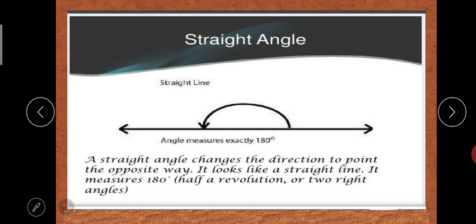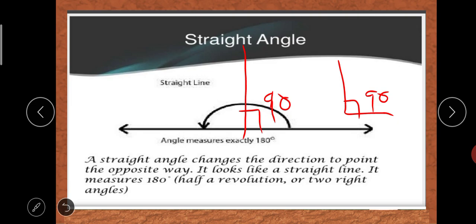We know that a right angle has a measurement of 90 degrees. Suppose I draw one perpendicular line, we will get 90 on this side and 90 on this side. So 90 plus 90 is how much? 180. It's forming a straight line, so it is called a straight angle.